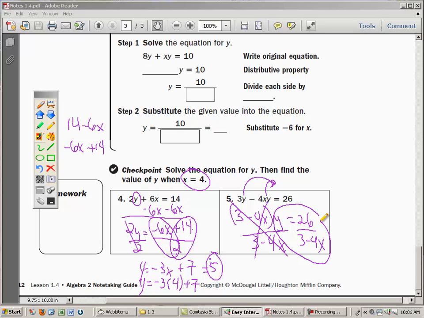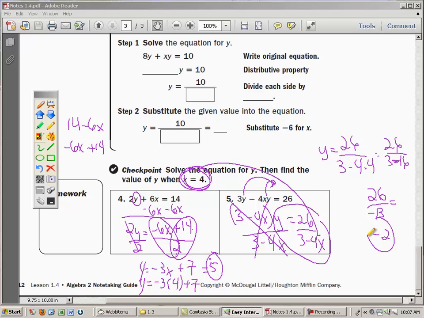From there, we're going to go ahead and substitute our value of x. y equals 26 divided by 3 minus 4 times 4, because again, x is equal to 4. So we're going to plug that in. So this is 26 divided by 3 minus, and 4 times 4 is 16. 3 take away 16 is negative 13, so 26 divided by negative 13 is negative 2.